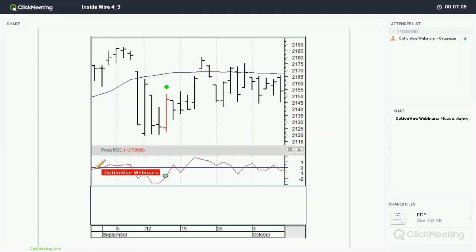So here is the Metastock price ROC, the rate of change. And in this case, you can see the price is roughly around 2147 or whatever it is. If we were to go back 5 days, 1, 2, 3, 4, 5, we're up here. The market has dropped pretty substantially, well over 1%. And that's what you're seeing right here. It's a negative over 1% there.